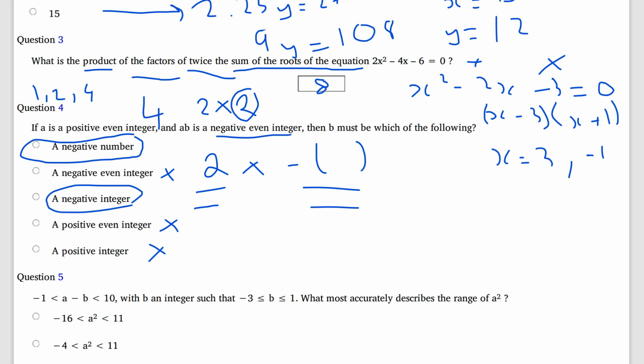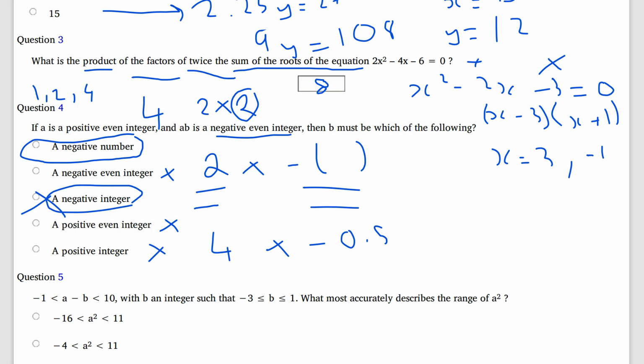Or it could be, actually, because A could be the number 4, and B could be like negative 0.5. And then it turns out to be negative 2 when you multiply them. So B doesn't have to be an integer. So it's actually not C, it's just A. We know that B is a negative number, but it doesn't have to be an integer, and it doesn't have to be even or odd.